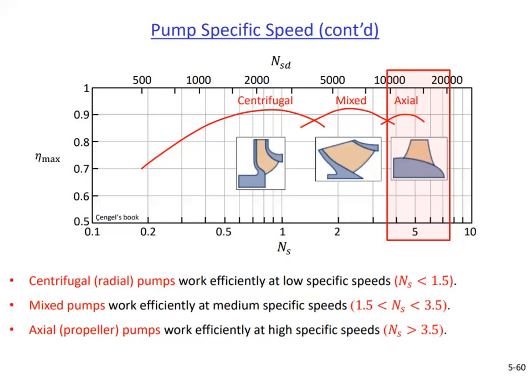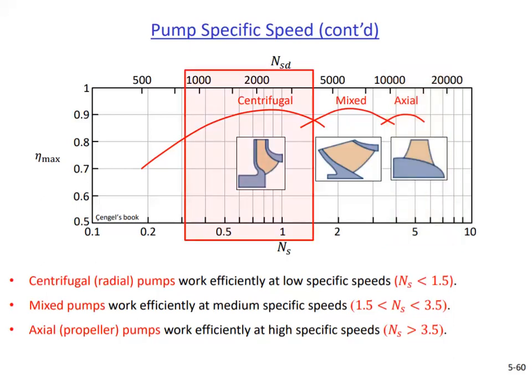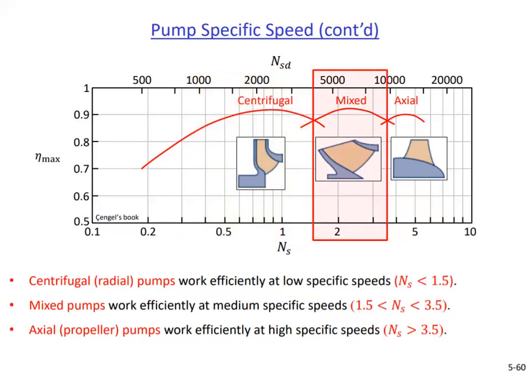Axial pumps are preferred in applications with large flow rate and low head, which corresponds to high specific speed. Centrifugal pumps, on the other hand, work most efficiently when the specific speed is around 0.9. They are preferred in applications with low flow rate and high head. Mixed type pumps are somewhere in between. Their maximum efficiency is obtained for specific speeds around 2.5.